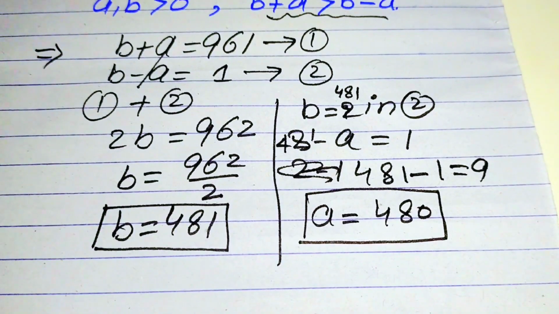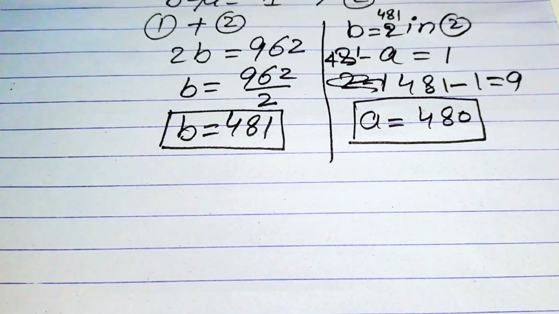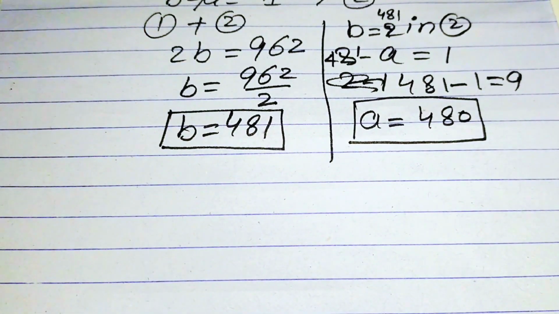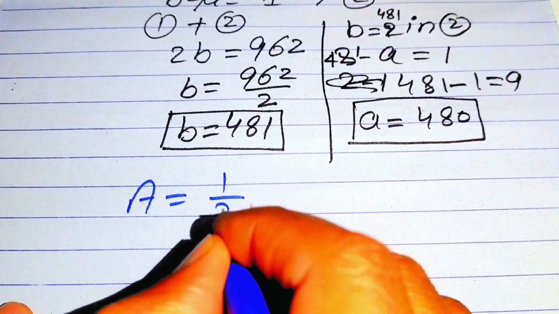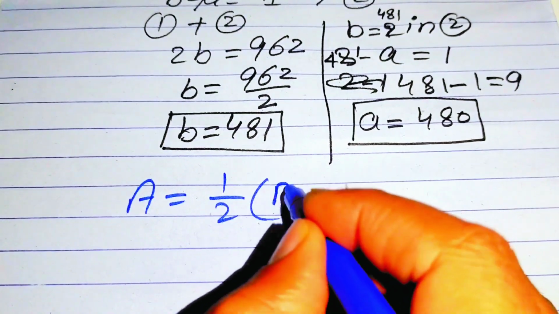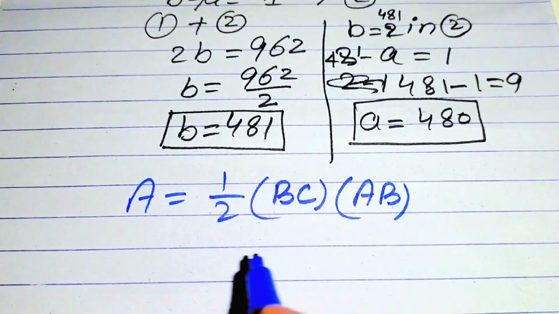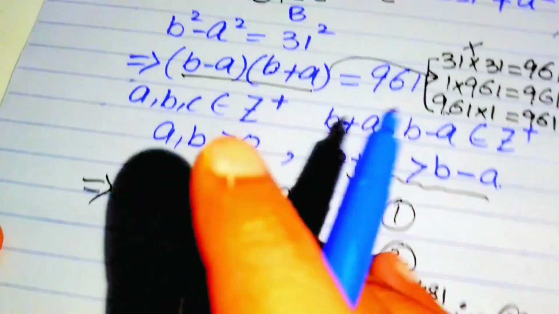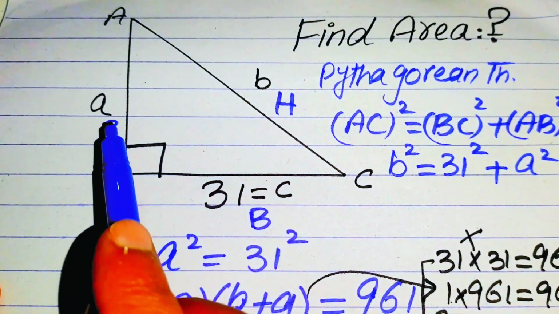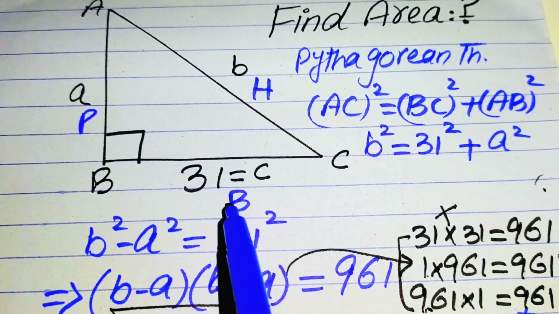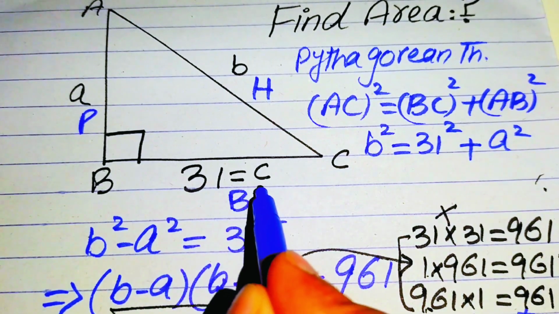Now we move towards our final destination, which is to find the area of the given right triangle. First we write the formula of the area. You know that area equals half times base times height. Our base is BC and our height is AB. If you see here, AB is denoted by small a and BC is denoted by small c.